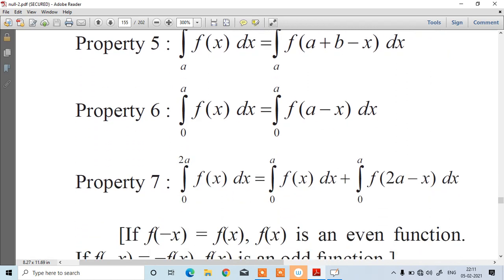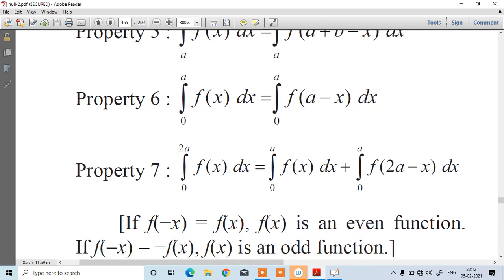Then next is property number 7. See here, if the integration from 0 to 2a of f of x dx is given, then it can be written as integration from 0 to a of f of x dx plus integration from 0 to a of f of 2a minus x dx. So this change is possible because of this property. The original limits are 0 to 2a. It can be changed to 0 to a of f of x dx plus 0 to a of f of 2a minus x dx, like this. This is property number 7.